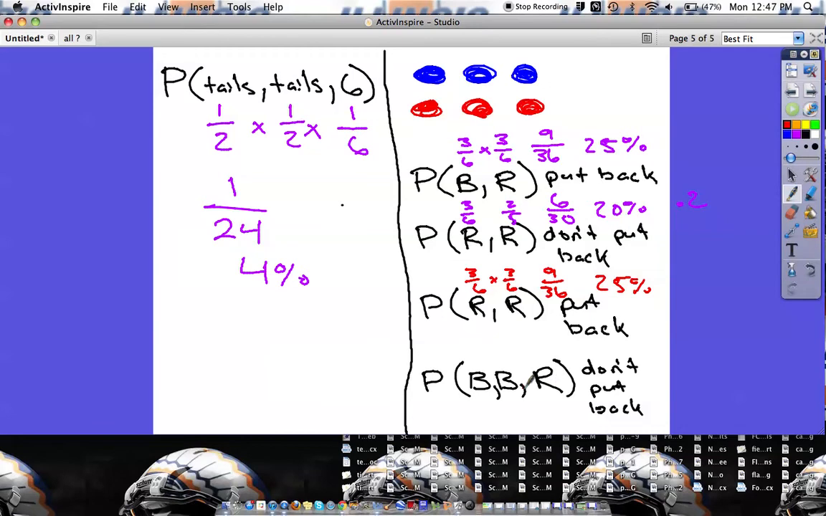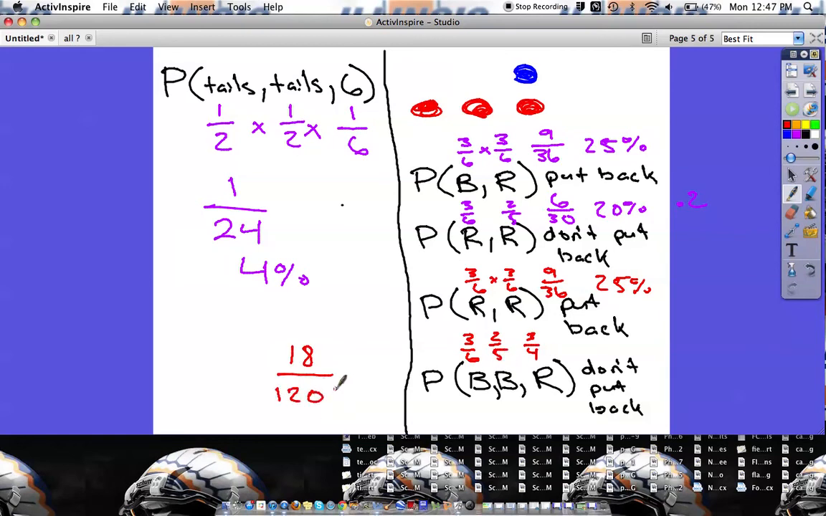Now in this last one, there's 3 in a row here, and then we're not putting any of them back, so we're either eating them or something. Okay, my chances of getting a blue to start with are 3 out of 6. I'm not putting it back, so that means I'm going to get rid of the blue. Okay, my chances of getting a blue now are 2 out of 5. And again, I'm not putting it back. Now my chances of getting a red are 3 out of 4. Now if I multiply all those together, 3 times 2 is 6. 6 times 3 would be 18 out of 6 times 5 is 30. 30 times 4 is 120.